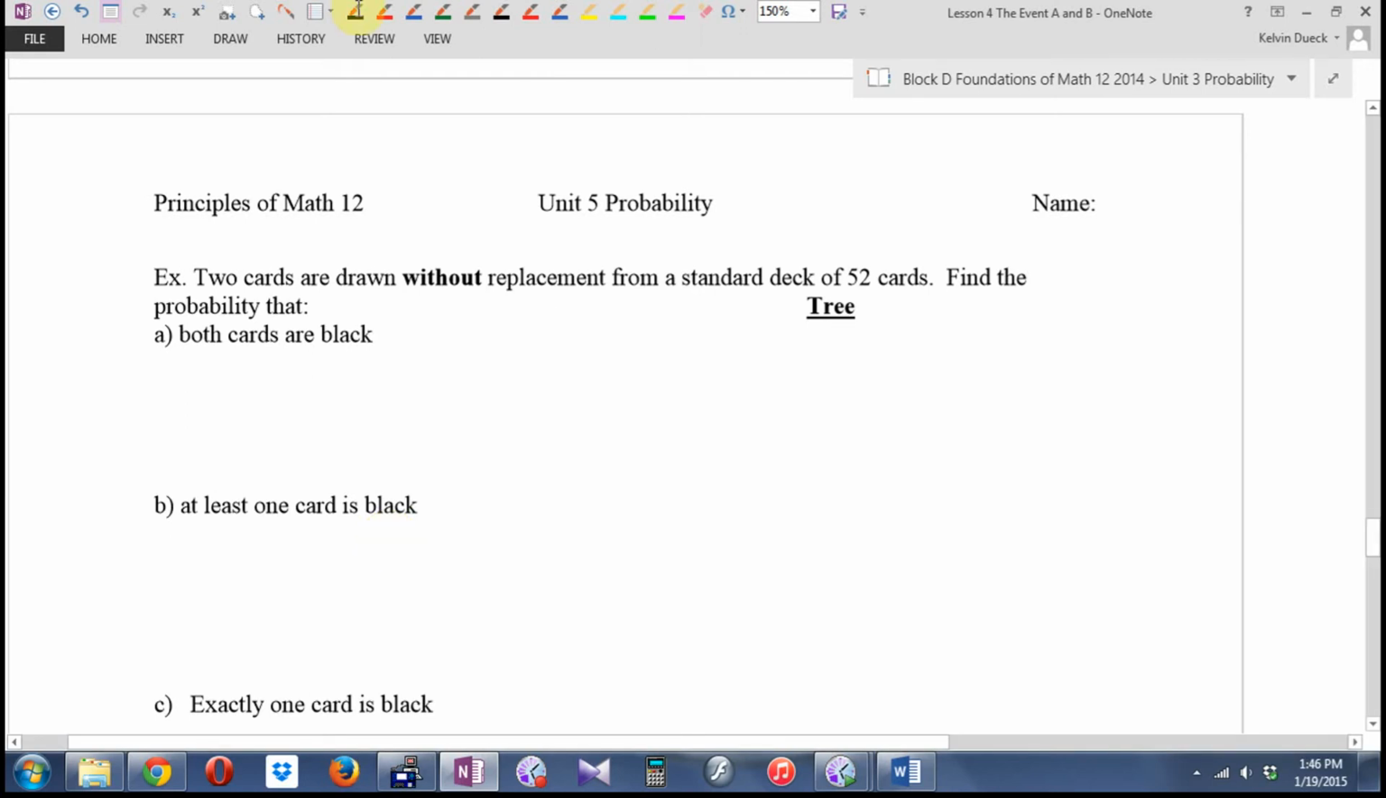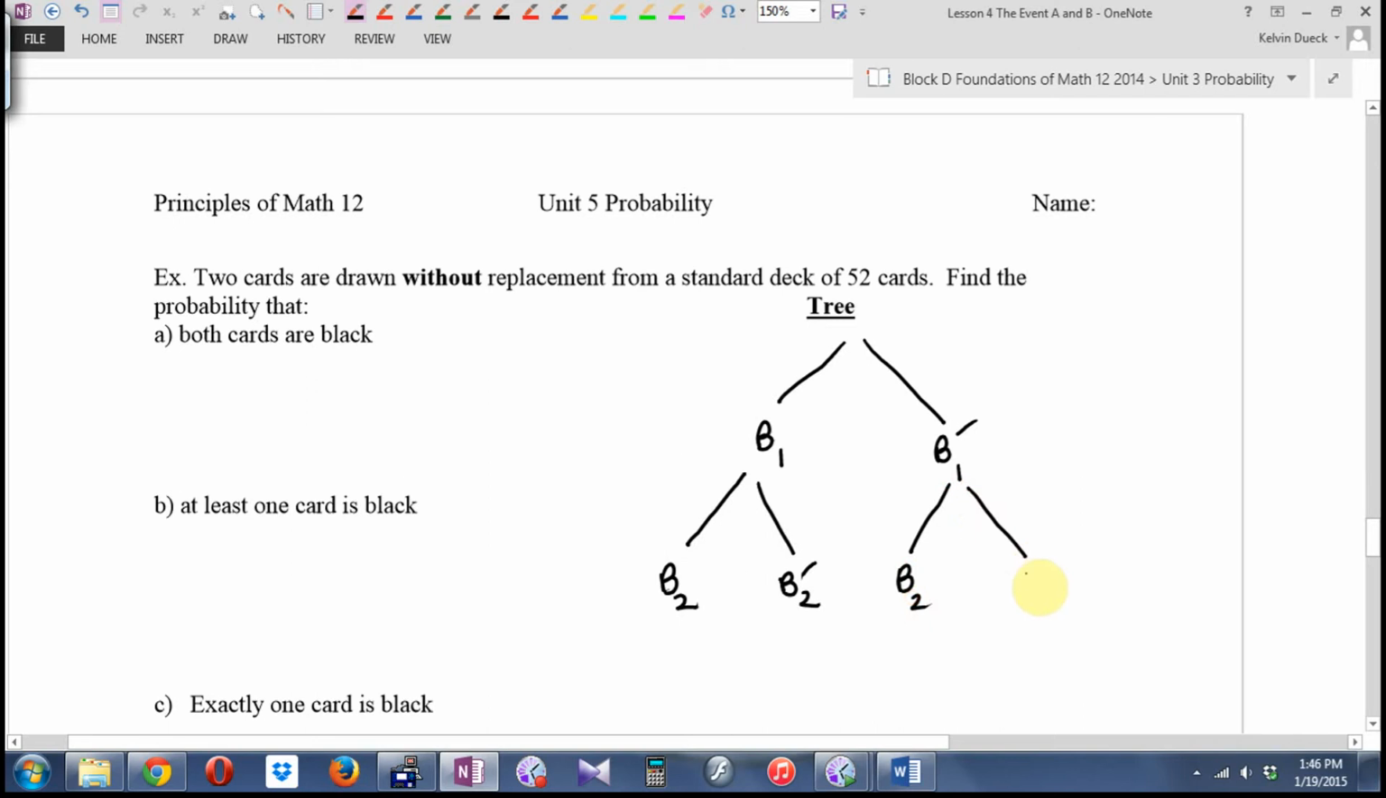I think my tree is going to look like this. Black on the first, not black on the first. Black on the second, not black on the second. Black on the second. Not black on the second.